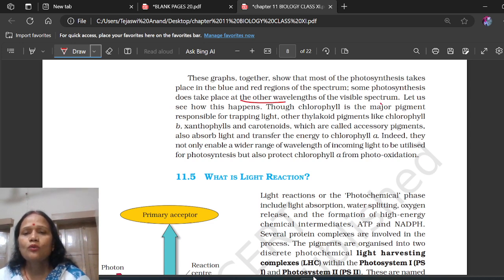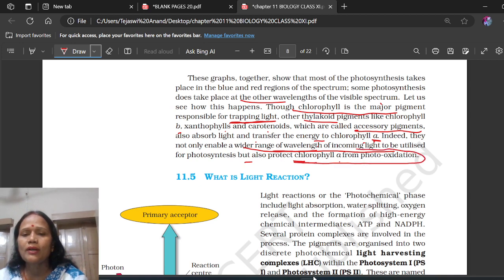visible spectrum. Chlorophyll is the major pigment. Chlorophyll is the major pigment responsible for trapping light. Light को जो trap करता है वो सिर्फ chlorophyll. Other thylakoid pigments like chlorophyll B, xanthophyll, and carotenoids are called accessory pigments. I have already discussed. Also absorb light and transfer the energy to chlorophyll A indeed. So we can say that not only do they enable the wide range of wavelengths of incoming light to be utilized, but they also protect chlorophyll A from photooxidation. This is also very important.